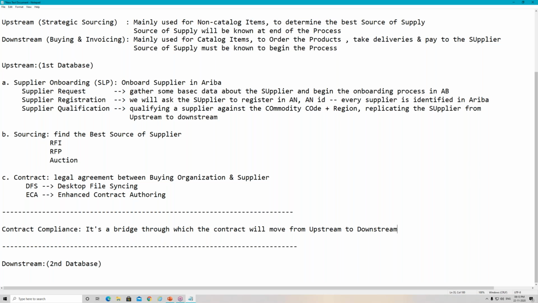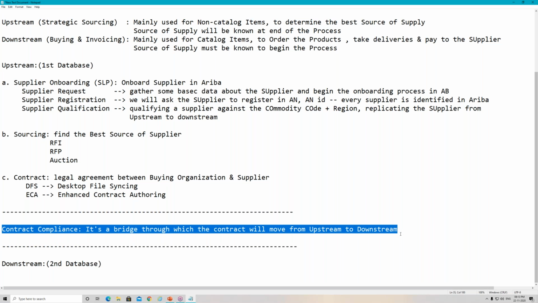So bridge means what? It will connect both landmasses. In this case, don't think of it as a landmass, think of it as the upstream database and the downstream database. Exactly. So it's neither part of upstream nor part of downstream. But remember, if you hear any client talking about contract compliance, you should immediately understand that the client has both upstream as well as downstream. So it's at least a 1 year implementation project, sometimes 1 year 3 months, depending on how many customizations and how much requirement there is.